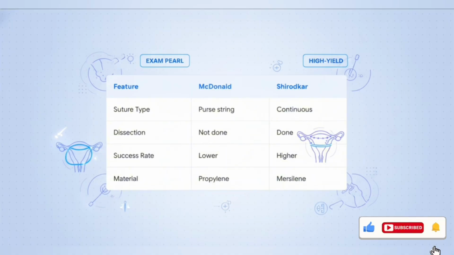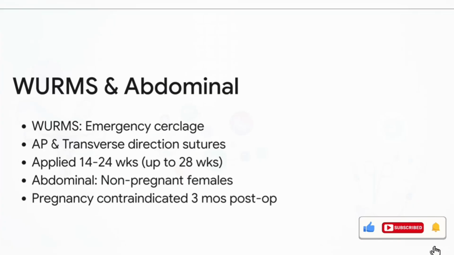Now let's zoom in on the types of vaginal cerclage. This table guarantees exam marks, so memorize it. McDonald's cerclage uses a purse string suture in the portio vaginalis. It requires no bladder dissection but has a lower success rate and uses a non-absorbable propylene suture. With Shirodkar, however, bladder dissection is required. This is because it uses a continuous suture placed much closer to the internal os, giving it a higher success rate using Merceline tape.